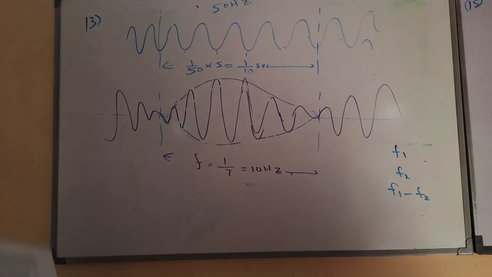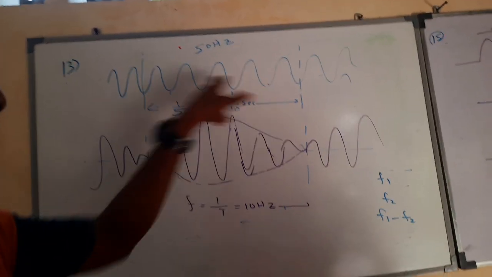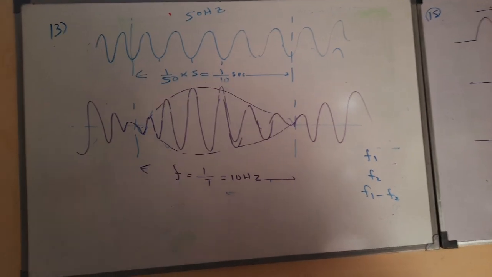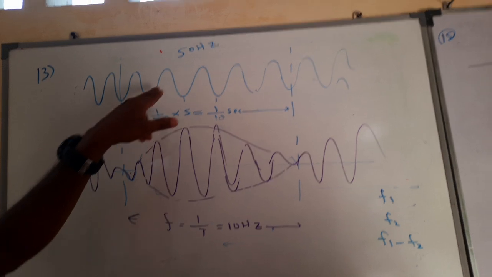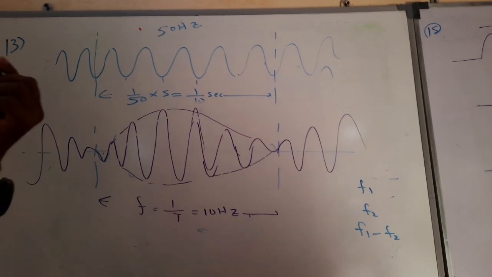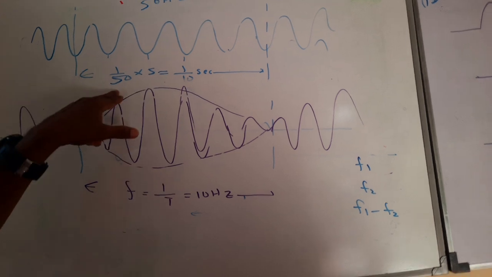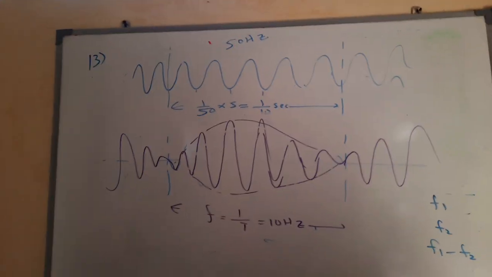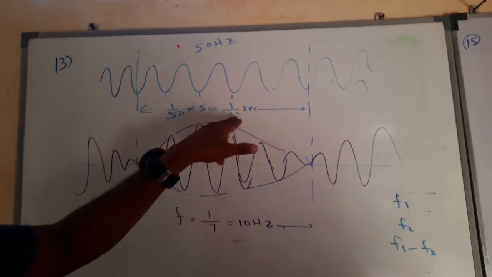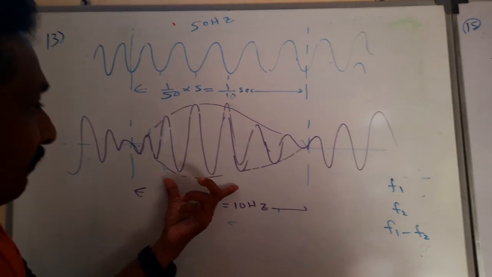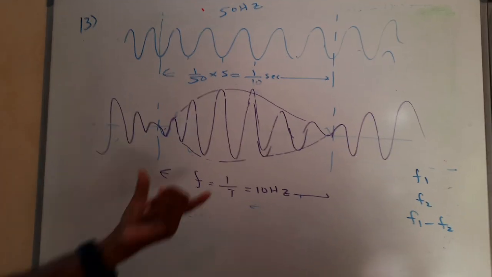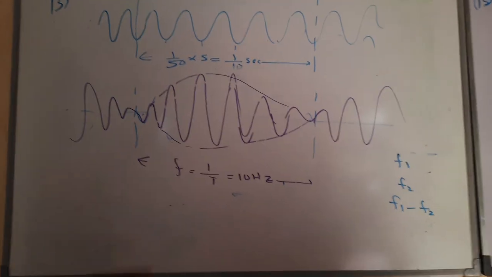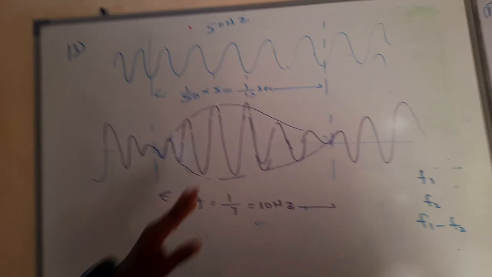So how to find it? Check the waveform between these two dots: 5 waves. Each wave has frequency 50 hertz, meaning each time period is 1 by 50 seconds. So 5 waves altogether take 1 by 10 second between the two dots. This is the wave pulse frequency. How to find the pulse frequency? It is the inverse of the time period. The time period is 1 by 10 seconds, so the beats frequency is equal to 10 hertz.